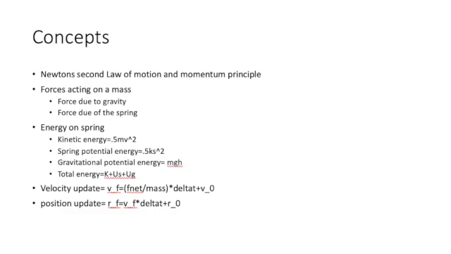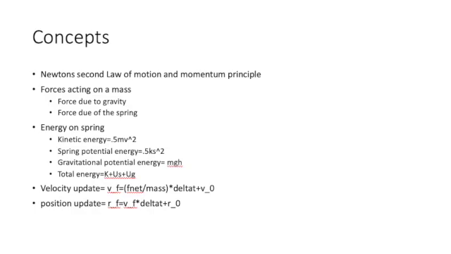And we also have to consider the energies of the spring as it oscillates. Kinetic energy, which is 1/2 mv squared. Spring potential energy, which is 1/2 ks squared. And gravitational potential energy, which is mg times h. These combine to get the total energy.